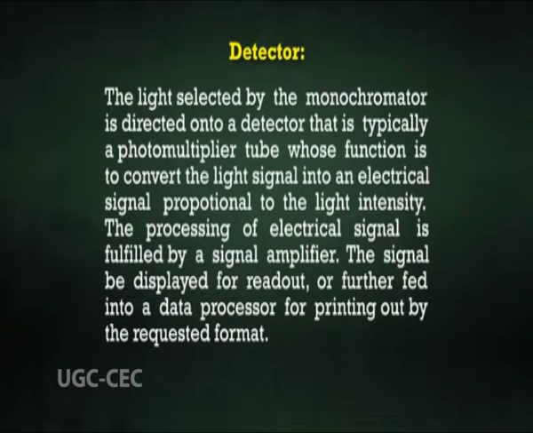And coming to the detector. The light selected by the monochromator is directed onto a detector that is typically a photomultiplier tube, whose function is to convert the light signal into an electrical signal proportional to the light intensity. The processing of the electrical signal is fulfilled by a signal amplifier. The signal can be displayed for readout or further fed into a data processor for printing out in the requested format.